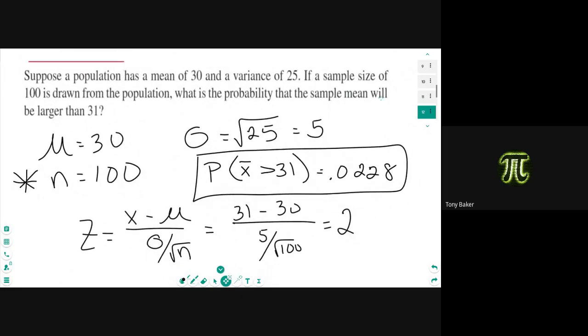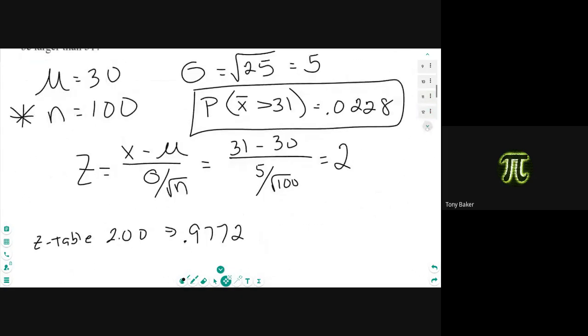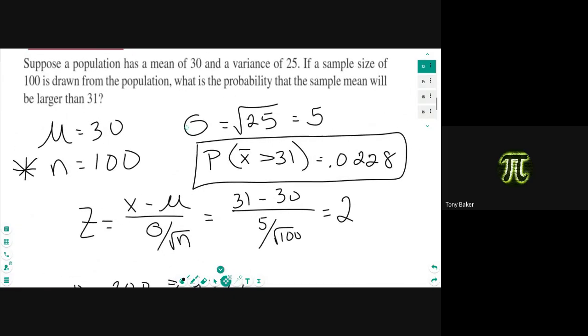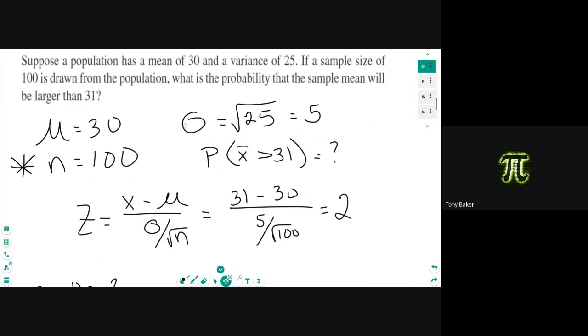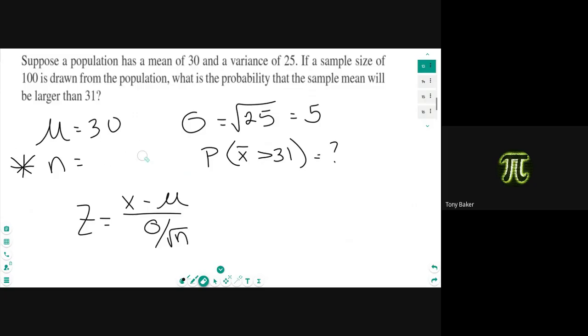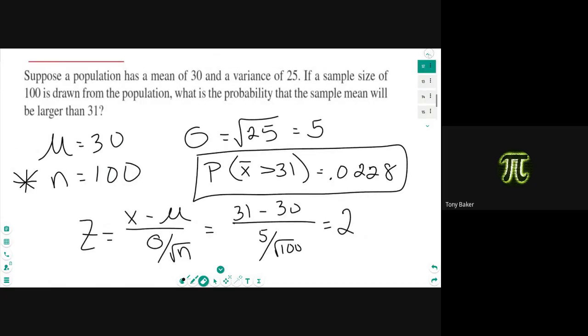All right, what if I took this problem and instead of doing 100, we did 1,000? What's going to change? Is this number going to get bigger or smaller? So that number right there, is the answer going to get bigger or smaller?